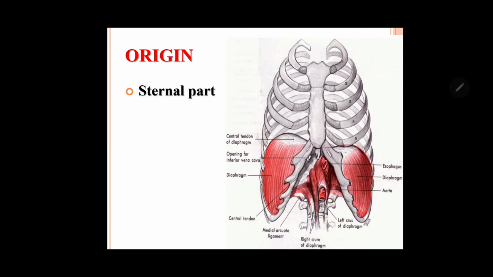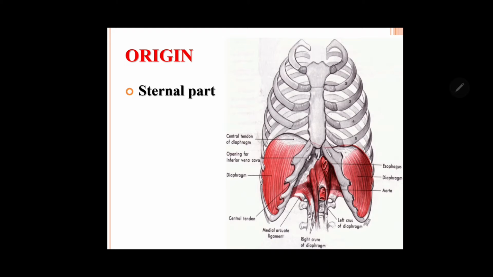It inserts into a central trefoil leaf shaped part, that is the tendinous part. So muscle fibers coming from all around these bony parts and fascial parts go and insert and form a flat tendon called the central tendon or central tendinous part. That's why the parts of the diaphragm are described as the central tendinous part and peripheral muscular part. So the insertion is into the central tendon.